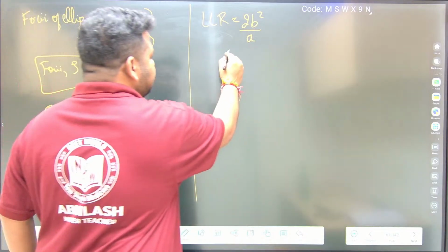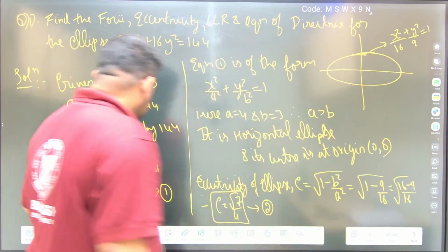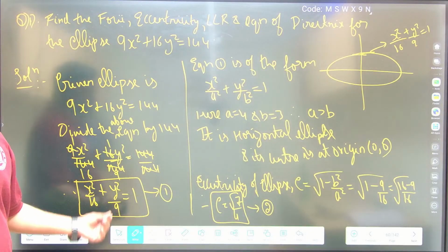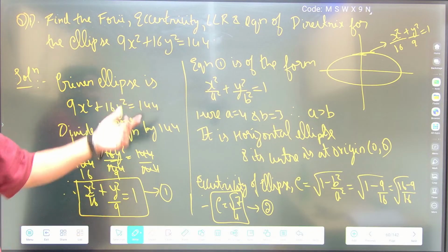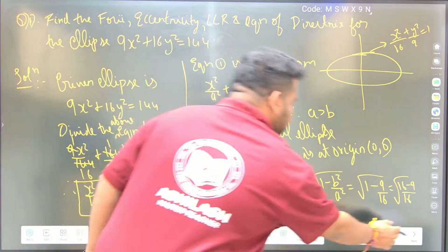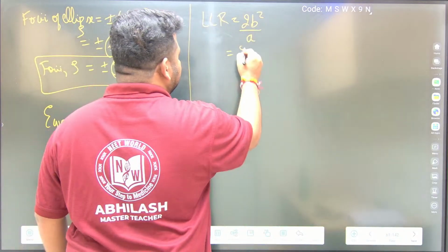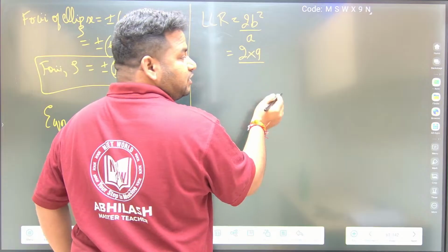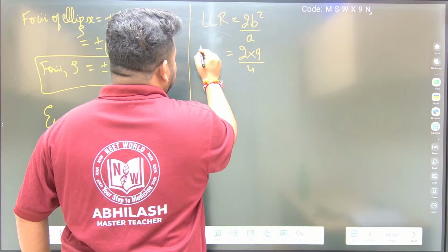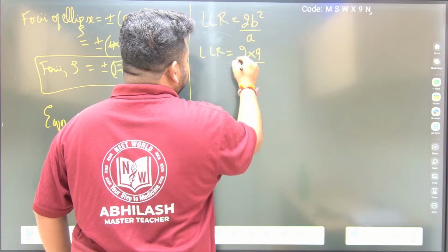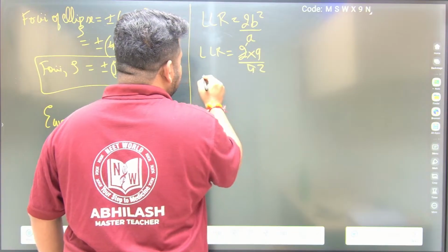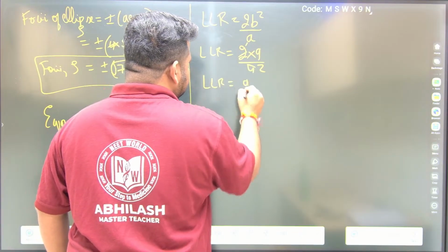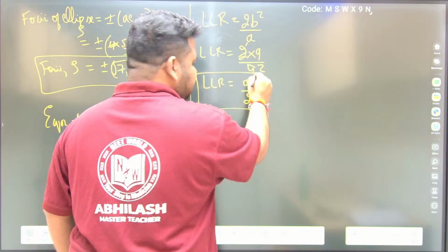Okay, b square is what, friends? See here, from here b is 3, so b square is 9. A value is 4. So 2 into b square is 9, divided by a, which is 4. Two ones are 2, two twos are 4. So we will have length of the latus rectum is equal to 9 by 2 units. Okay, so we got it.